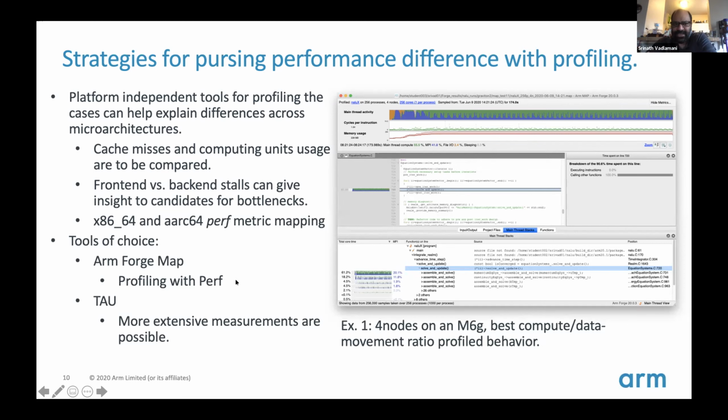Here we have an example of MAP on an earlier investigation I did of a smaller sized problem of 4 nodes on M6G, which is quite similar to the C6Gs, which is still the same Graviton 2 chip that's available at Amazon. It just has a higher DRAM availability on those nodes.